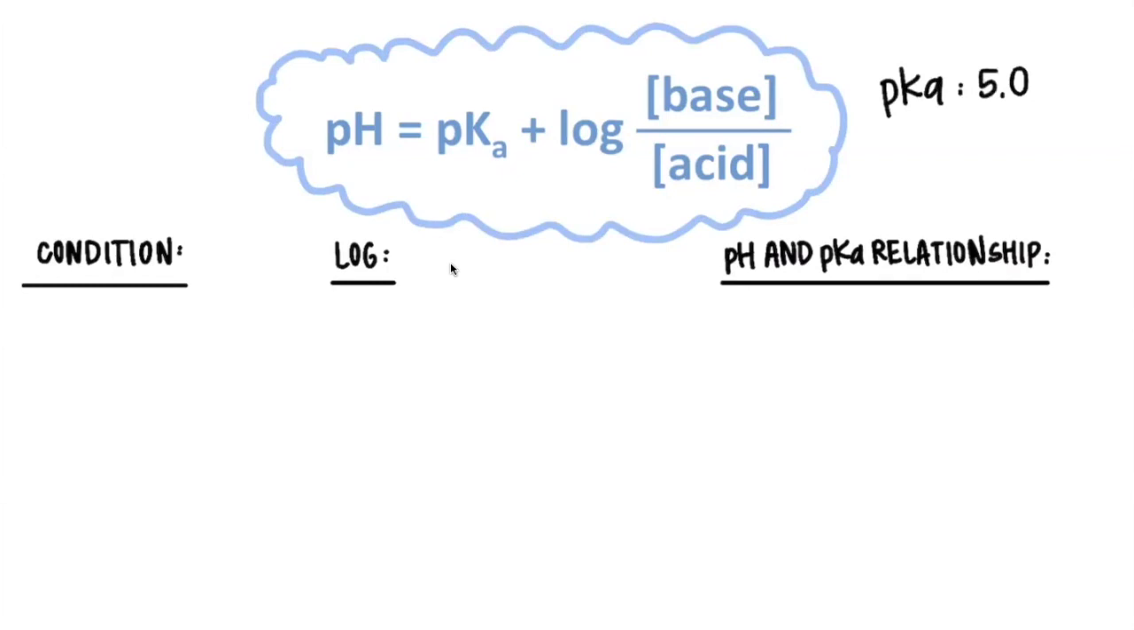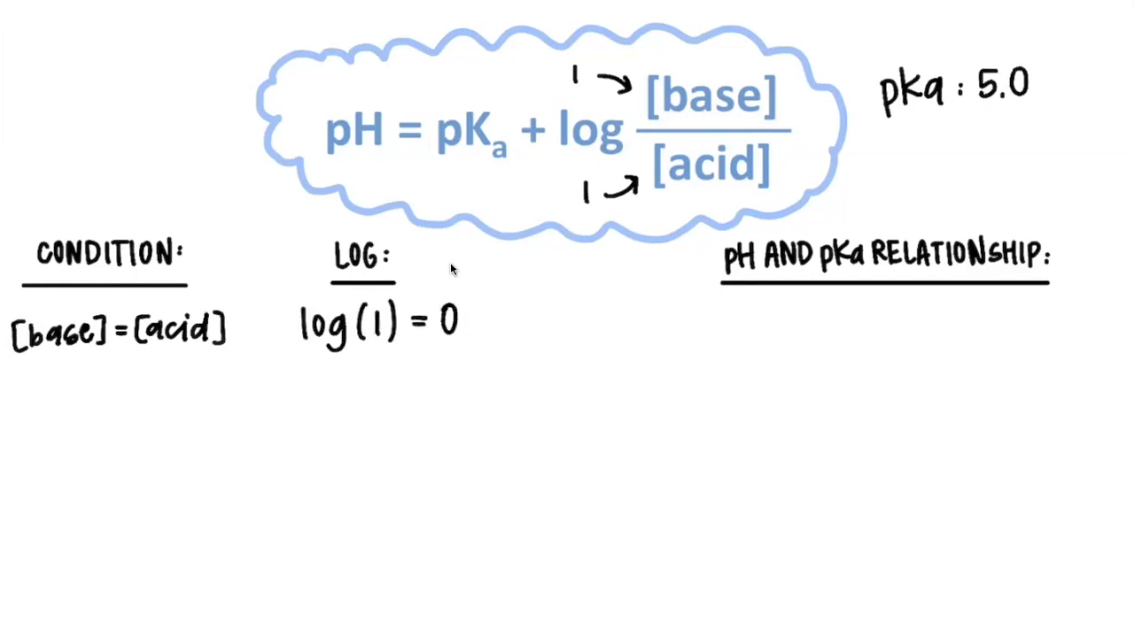And we'll start off with the first condition that we'll look at, which is when you have equal parts of base and acid. Just to make things a little bit easier to visualize, I'm just going to assign each one the number 1 since they're equal right now. So solving for the log part of the formula, the log of 1, since it's 1 over 1, is equal to 0. So now I'm going to rewrite and plug in what I know for the Henderson Hasselbalch formula.